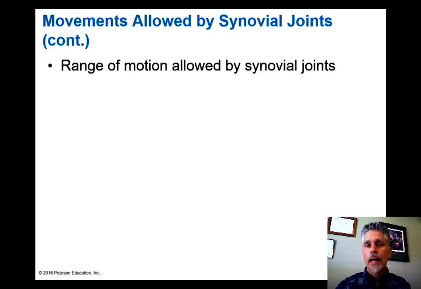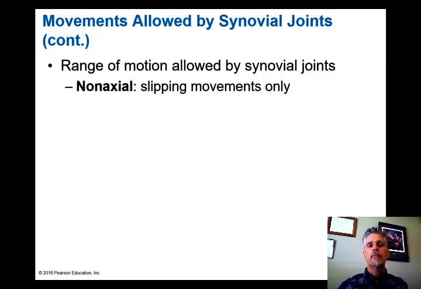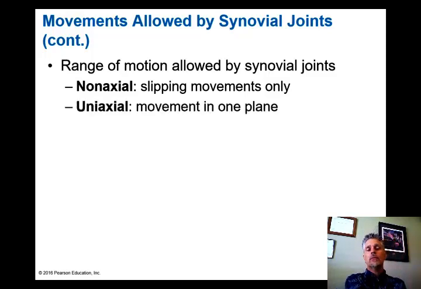So when we look at the bones and how they're shaped when they come together, it's going to allow them to move in different ways. And there's a range of motions in terms of which directions they can move. One is non-axial, basically slipping movements like this, okay? Then there's uniaxial, like a door hinge, right? A hinge joint. It just basically moves in one plane like this.